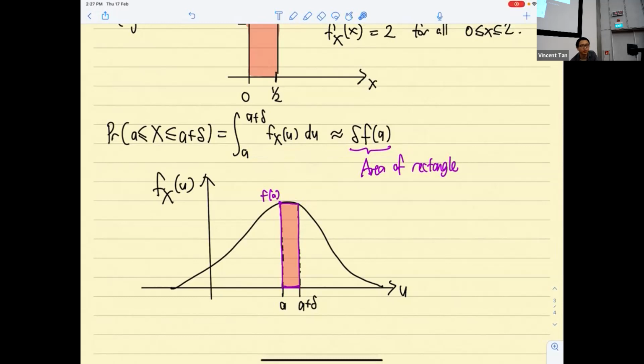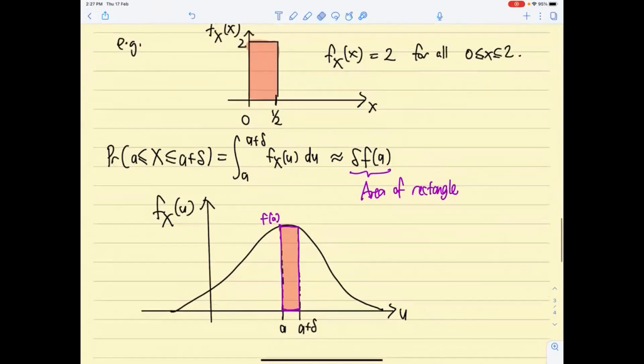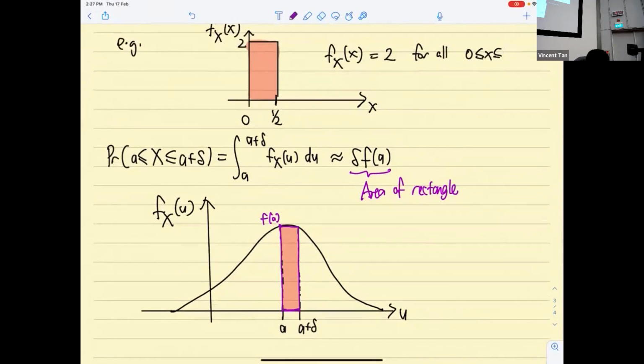Oliver's not here. Who can I call on? Prof, isn't it x between 0 and... yes, thank you very much. Very sharp. Alvin G. Okay, now I call on Alvin G.